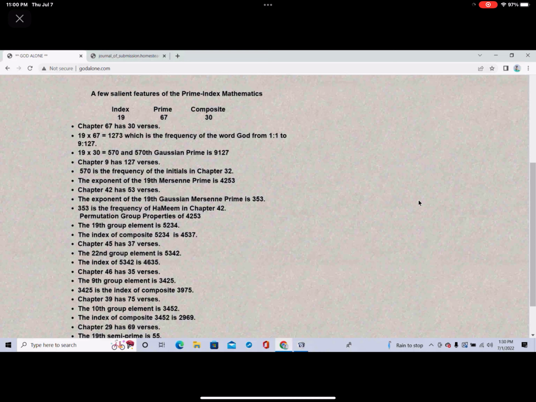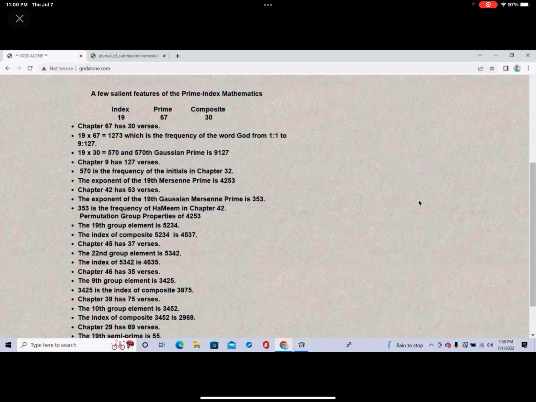So the exponent of the 19th Gaussian Mersenne prime is 353. That number I just said, 4253, was actually discovered in 1961 or 1962. So this sign could not be explained to people in 1961 because this mathematical fact was not known then. The exponent of the 19th Gaussian Mersenne prime is 353.